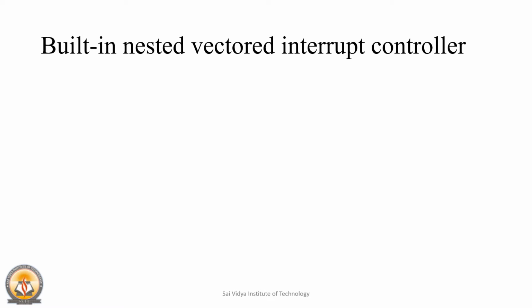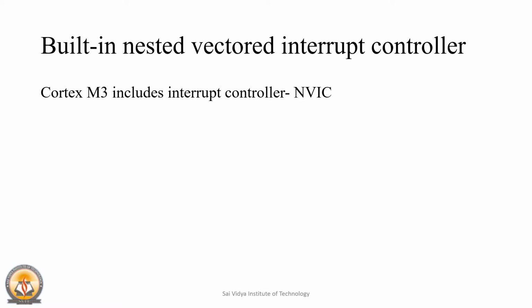Built-in nested vector interrupt controller. The Cortex M3 processor includes an interrupt controller called the nested vectored interrupt controller, or the NVIC. It is closely coupled to the processor core and it provides a number of features which are listed below. The first one is nested interrupt support. So the NVIC provides nested interrupt support.